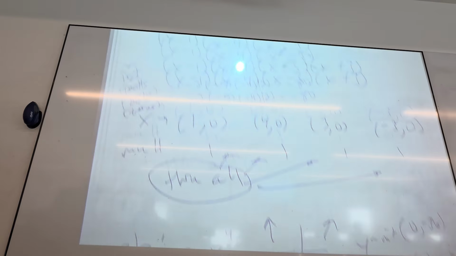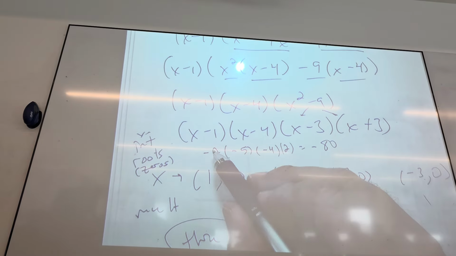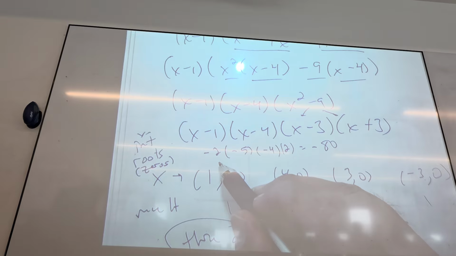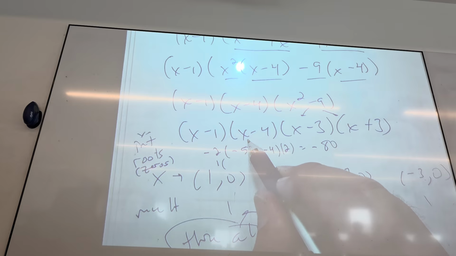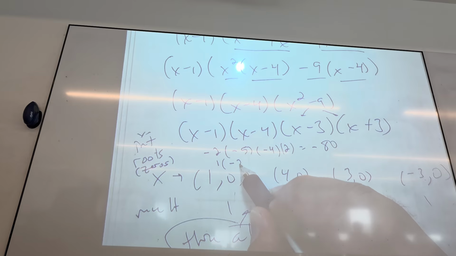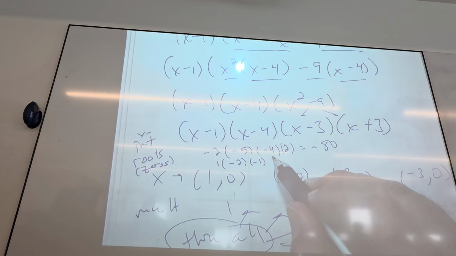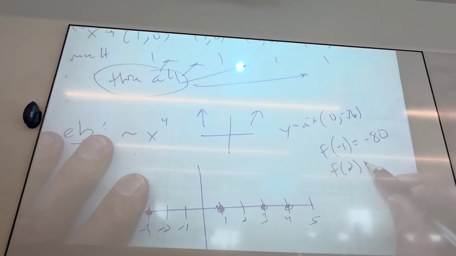And let's do f of 2 now. If I plug a 2 in here, I get 1. 1. 2 minus 4 is -2. 2 minus 3 is -4. 2 plus 3 is much nicer. 2 negatives make it positive, so f of 2 is 10.